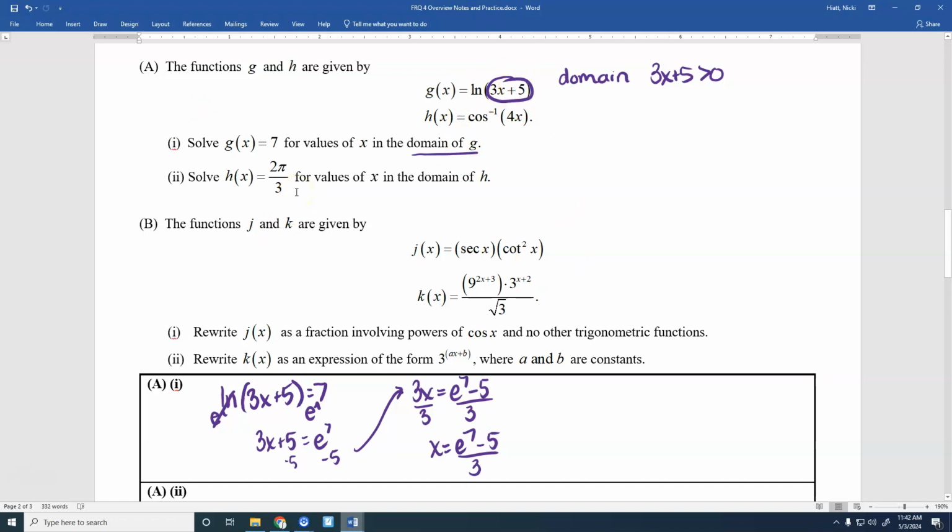This is your answer. If it did give you a negative or a 0 inside the natural log, you would throw it out and say no solution. I don't think they're going to do that to you on a problem like this. They might do it to you on a problem where you get 2 answers and one of them has to be thrown out for that.